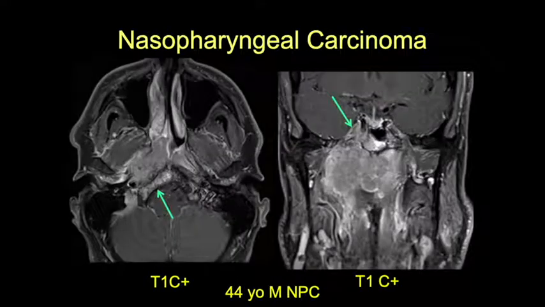This is the axial and coronal image on that same patient, and this is a very typical appearance of a nasopharyngeal carcinoma and not a chordoma. It was also not hyperintense on T2, which would lean you more towards chordoma.